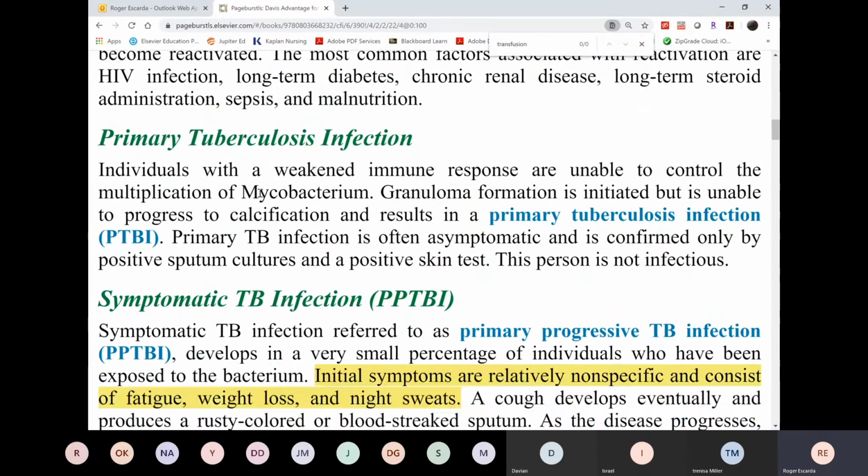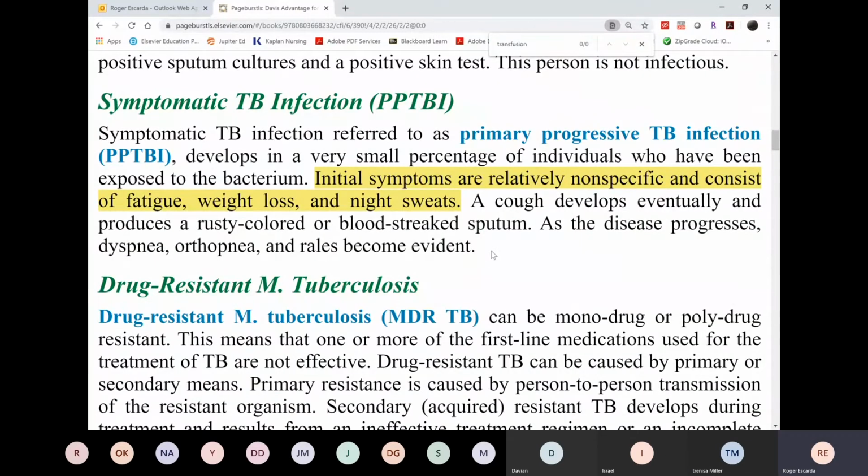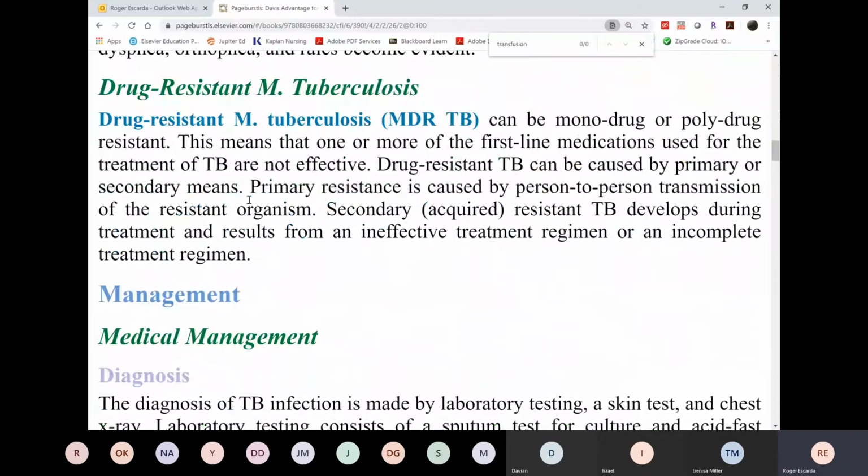Then we have the primary progressive, which is the symptomatic stage of infection, meaning you have active TB, you got sick with the TB. So definitely you need to be treated because you are very contagious. And the drug resistant strain is also very contagious, but these do not respond to the regular TB treatment that we use for most people.